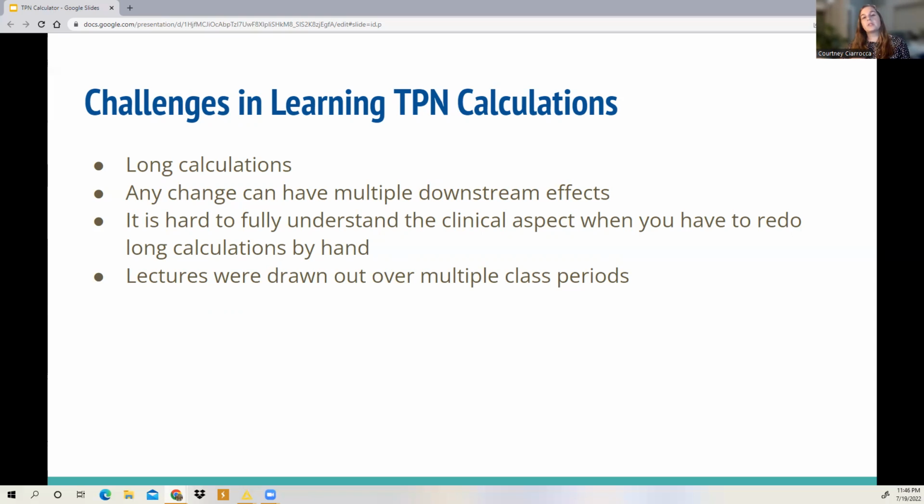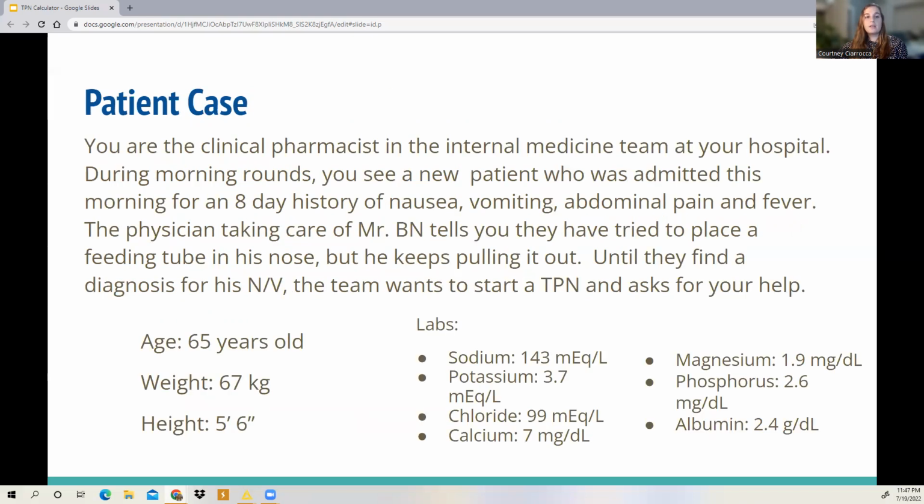For me personally, one of the places I struggled was that because it is a long calculation, our lectures had to be split up over multiple class periods and multiple days in order to adequately explain everything. It made it harder to understand the flow of the TPN. So when you are able to get into a patient case, tweak things, and see how it impacts the overall TPN order, that was really helpful for me. And we do have a patient case that we did in class.